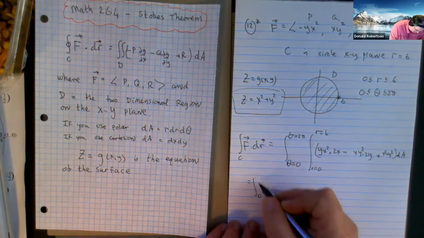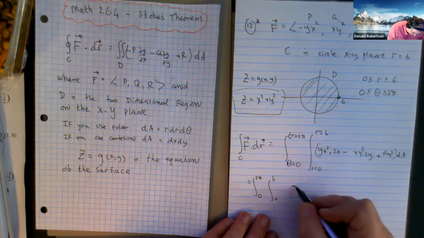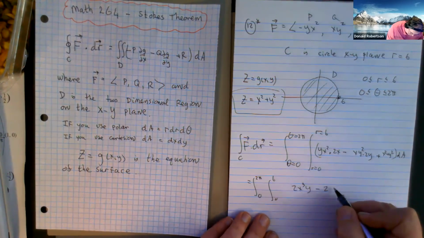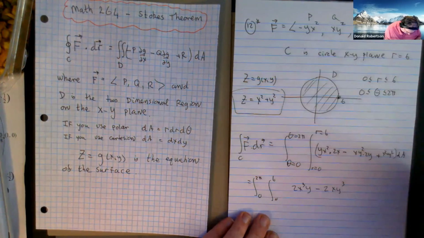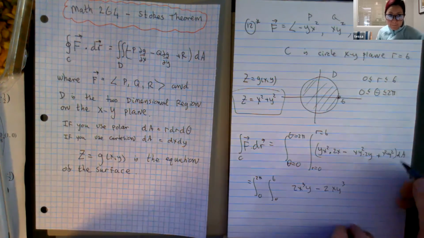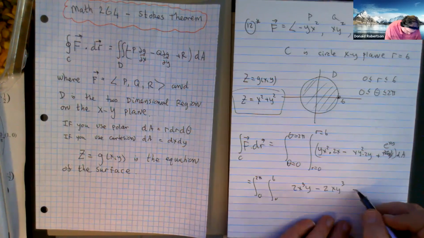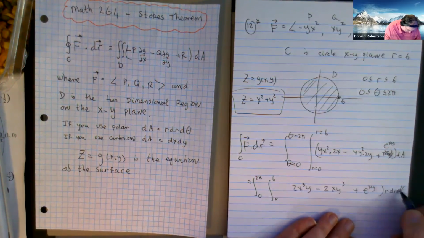So it's going to be 0 to 2 pi, 0 to 6. And that looks like 2x cubed y, take away 2x y cubed, times e to the xy. And so it's going to go r dr d theta.